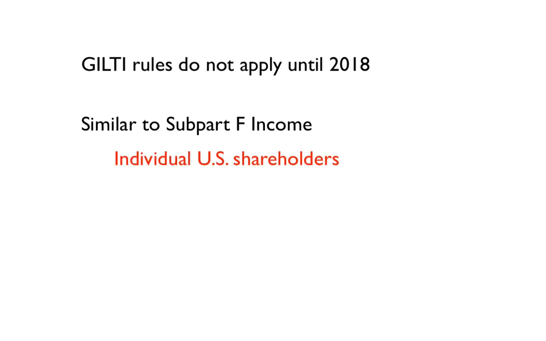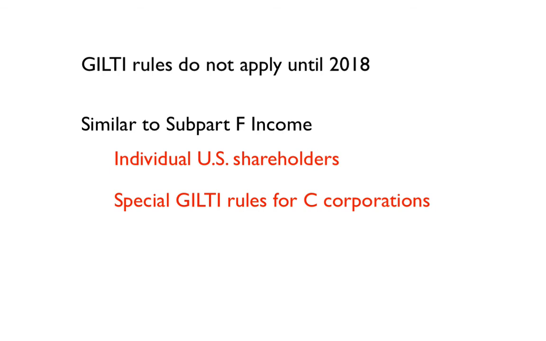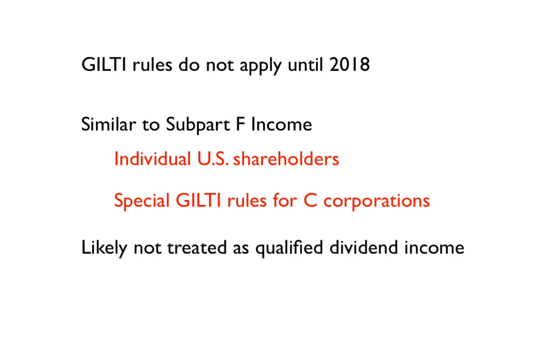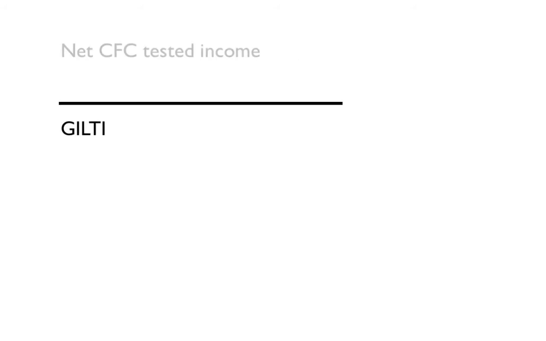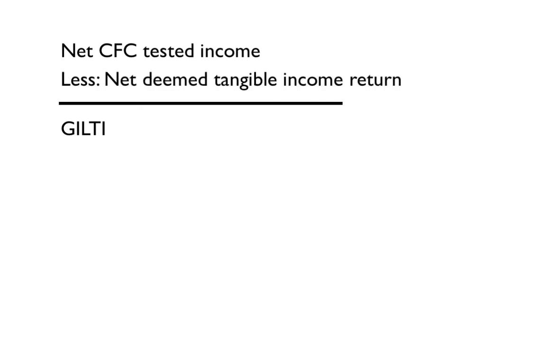Under the GILTI rules, nearly all of each CFC's income will typically be deemed distributed each year. In this video, we will only discuss GILTI as it applies to U.S. individual shareholders. There are some additional GILTI rules that apply to C Corporation U.S. shareholders. As with other types of Subpart F income, GILTI will likely not be treated as qualified dividend income. GILTI equals net CFC tested income minus net deemed intangible income return, or DTIR for short.